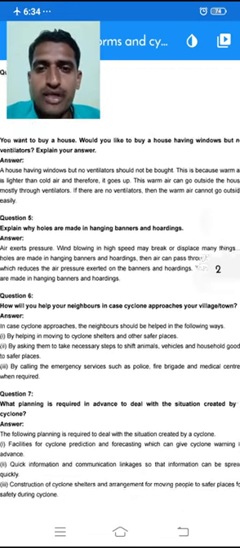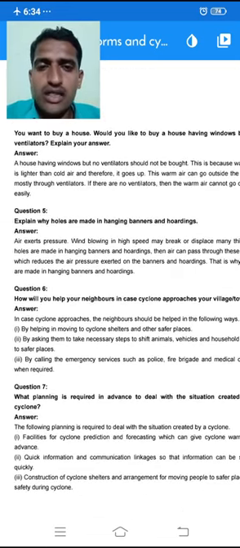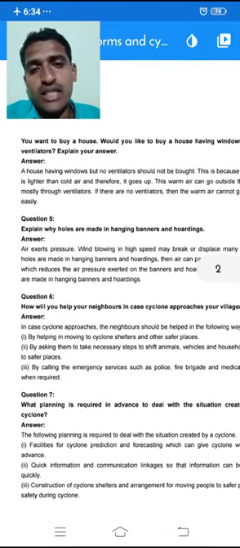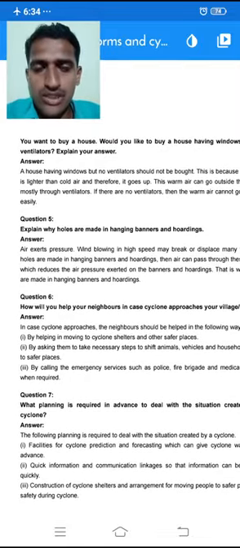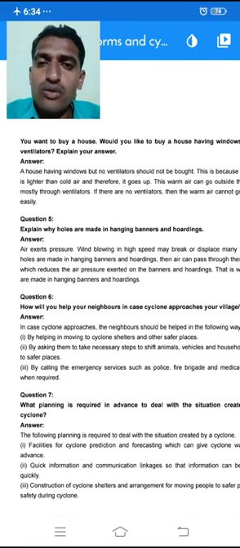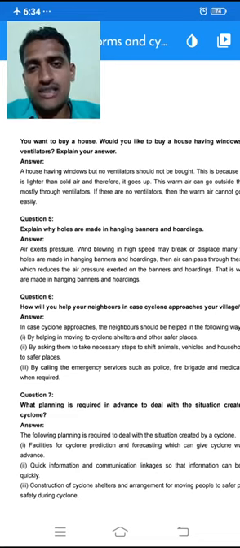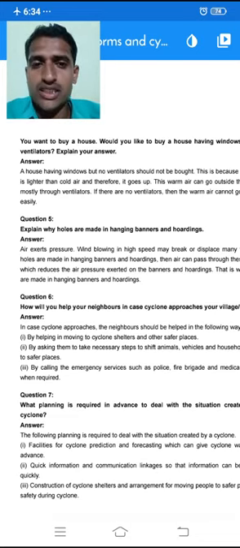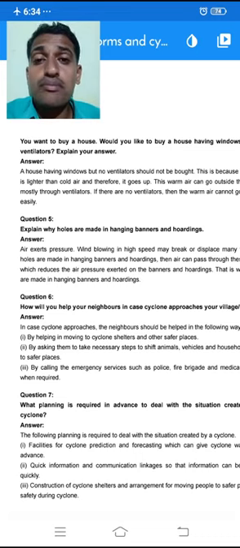And question number 4, now let's go for that. You want to buy a house. Would you like to buy a house having windows but no ventilators? Explain your answer. See, suppose you are buying a house with only windows but no ventilators. Can you purchase it? Is it good for you? Yes, you should think of this. Now see, a house having windows but no ventilators should not be bought by you.